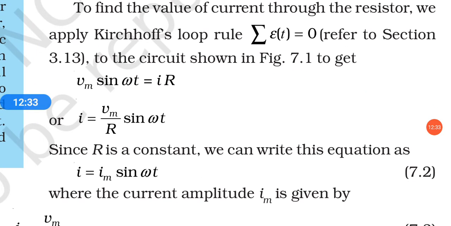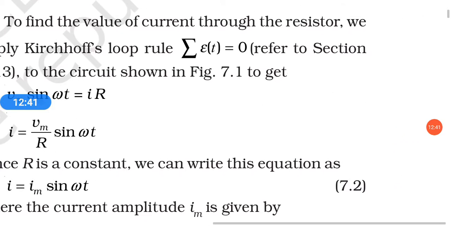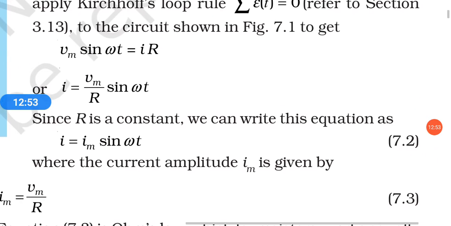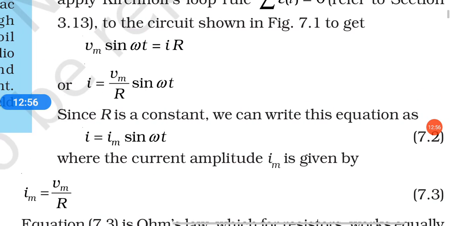Now i equals Vm sine omega t divided by R. So Vm upon R sine omega t equals i. Since R is a constant, we can write the equation as i equals Im sine omega t, where Vm upon R is a constant.